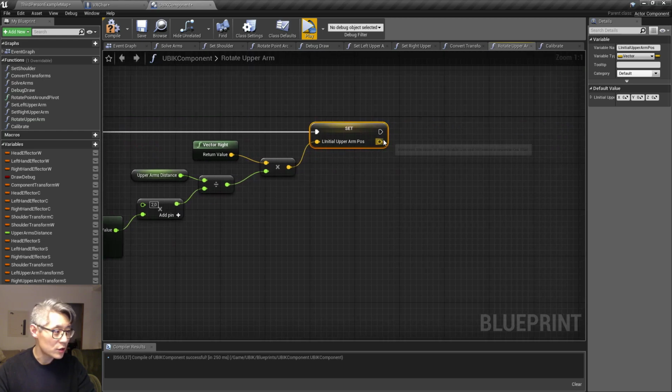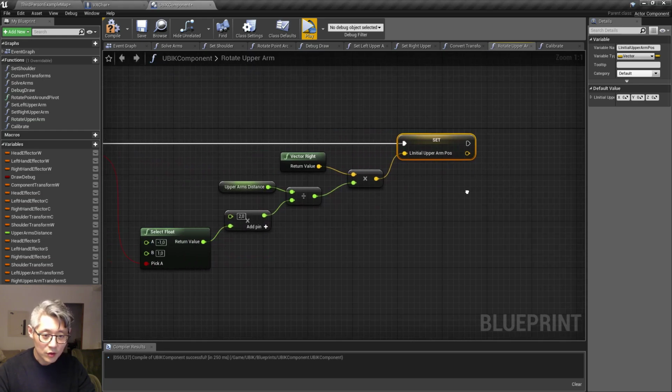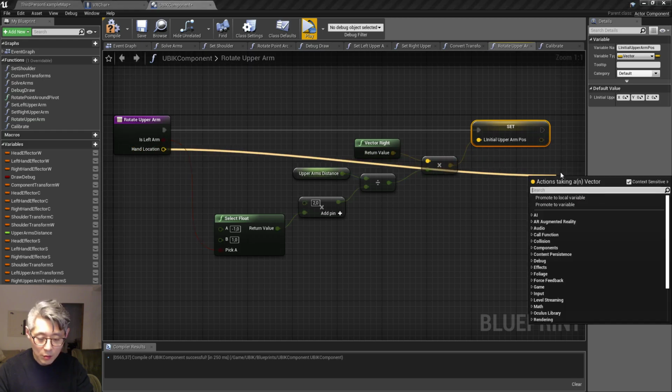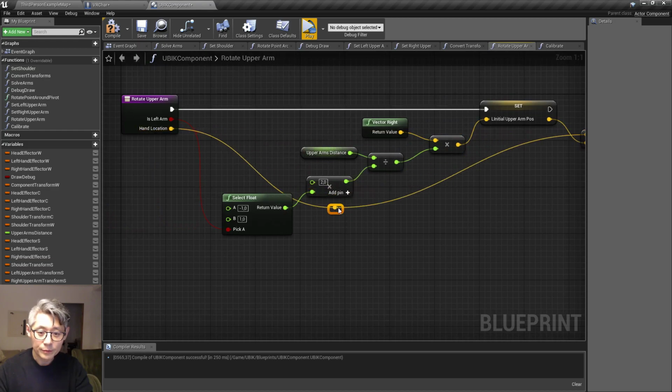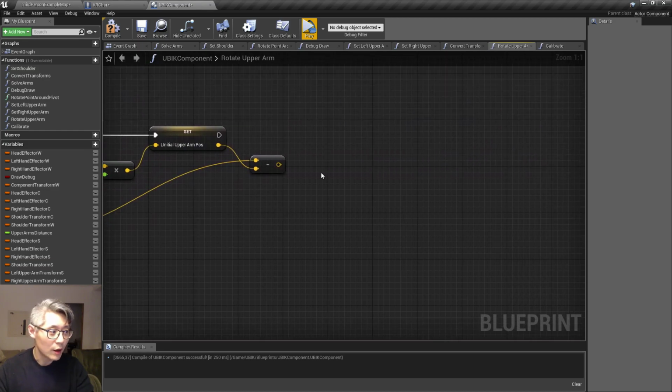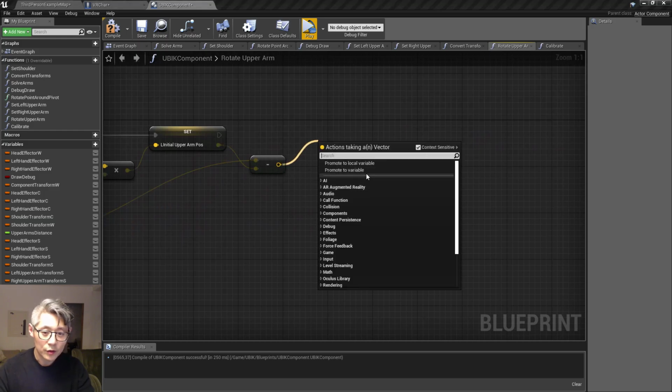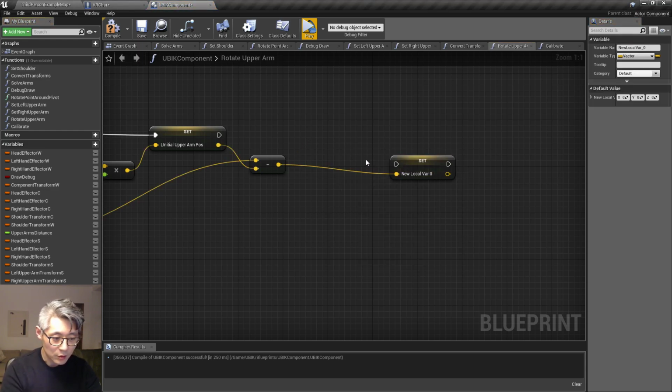What we need now is to take the hand location and subtract. So it's actually the other way around here. We need to take this one minus the initial upper arm position, like this. Yes, and that is going to be a hand to shoulder direction, hand to upper arm direction.